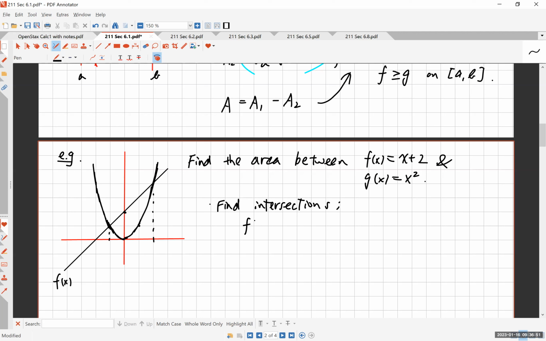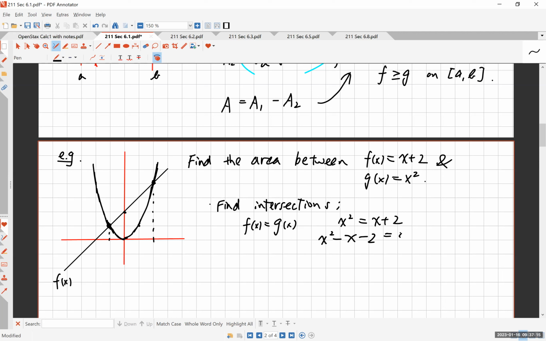Because basically you have to set f and g equal to each other, because these are the points where f and g intersect. In other words, we are looking for the 2 points where f of x and g of x are the same. And so that, algebraically speaking, means x squared and x + 2 are equal to each other.